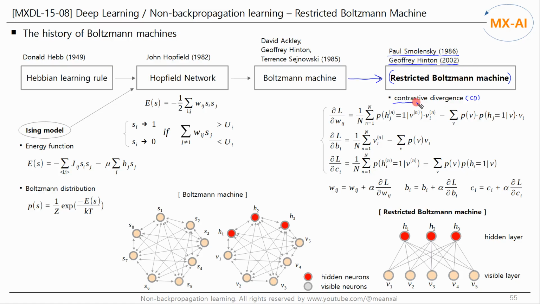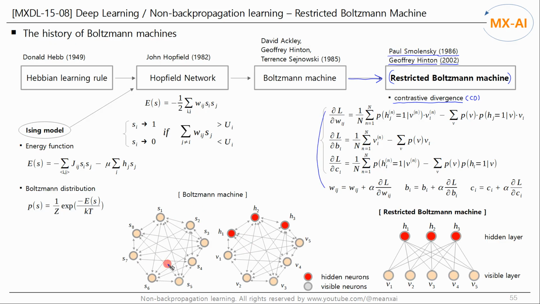The contrastive divergence (CD) algorithm is a technique used to train energy-based models, particularly restricted Boltzmann machines. It approximates the gradient of the log likelihood function, making it computationally more efficient than traditional methods for learning these models. The learning rules of RBM are given as follows, which we will look at in detail in the following video.